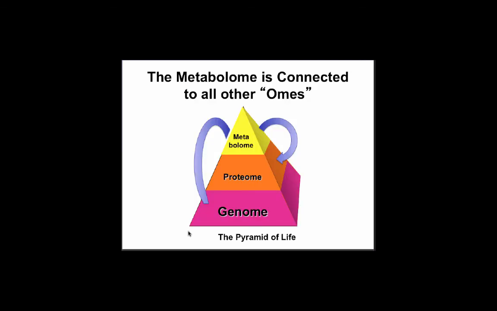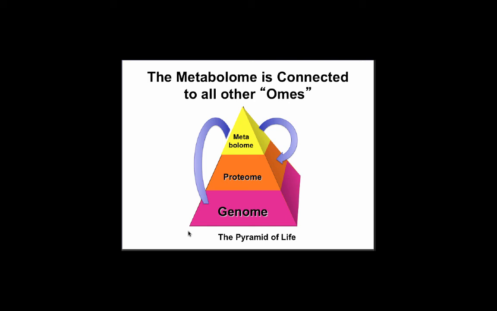The other thing to remember is that the metabolome is connected to all the other omes. The genome codes for the proteome, the proteome codes for the metabolome, but the metabolome, including many small molecules, also affects expression of genes. It also can affect the stability, methylation of genes. Again, where does the methyl group come from? It's small molecules. So there's this communication between genome, proteome, metabolome, up and down. So that connection is very important.